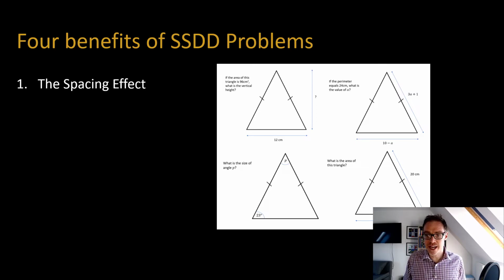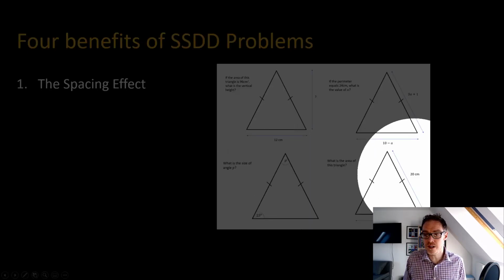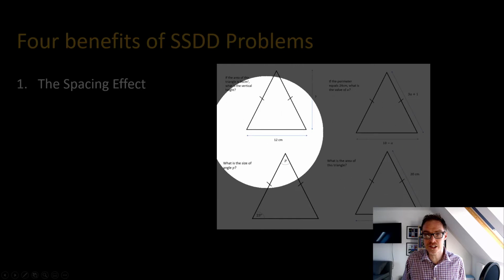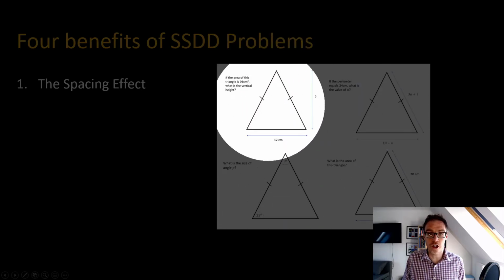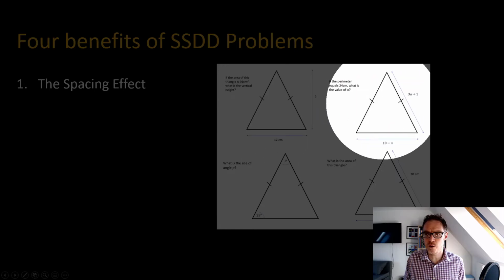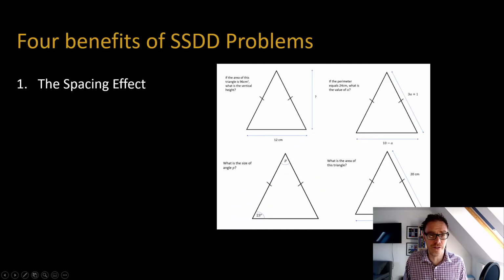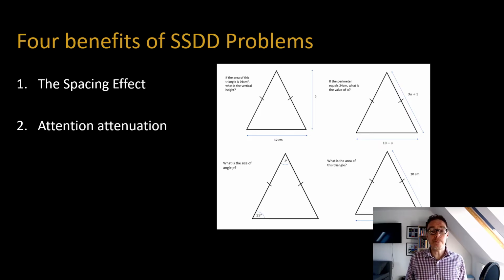So let's imagine here I've just taught my students Pythagoras. Well, by giving them this set of SSDD problems, I'm also compelling them to retrieve knowledge about area of triangles, forming expressions, and angle facts. So you get the spacing effect, which we know is great for memory. But you get more than that as well.